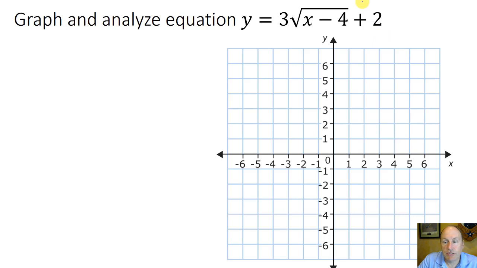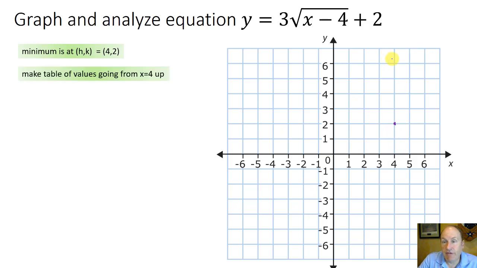So we'll set up our coordinate system. We know the minimum at h comma k is 4 comma 2. So we're going to go to 4, 2. And we know it's a minimum because this a term is positive. 4, 2 is going to be our critical point that the square root function begins at. We're going to make a table of values from x equals 4 on up because x cannot be less than 4. X minus 4 has to be greater than or equal to 0. So all the x's greater than or equal to 4 are in our domain.